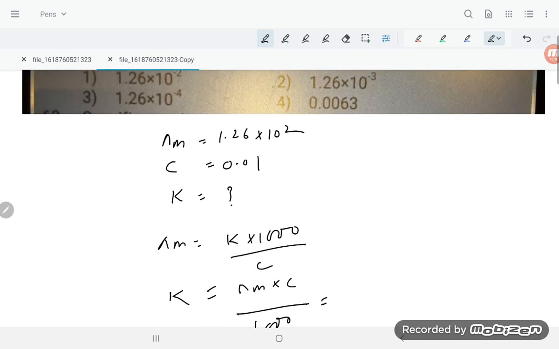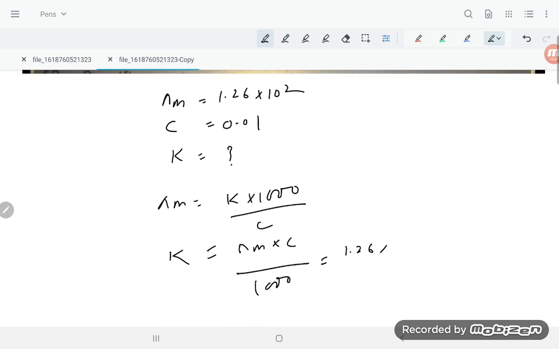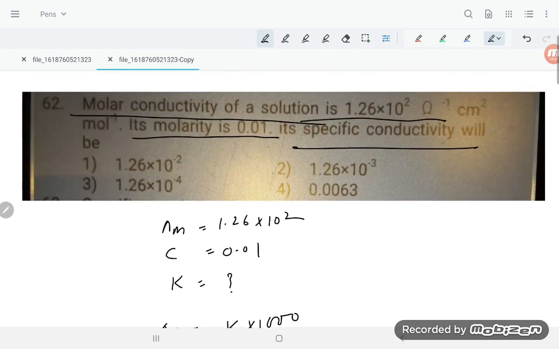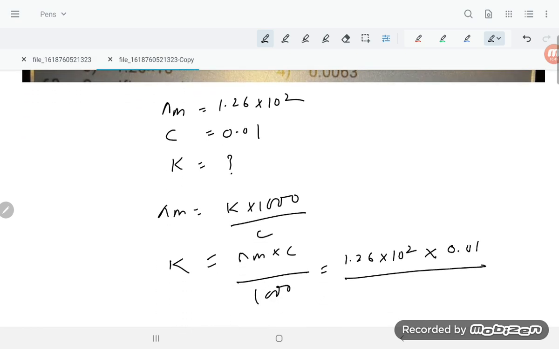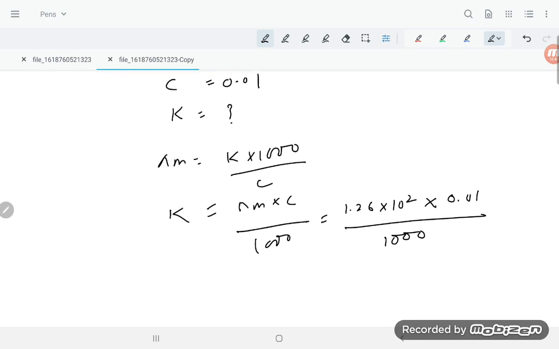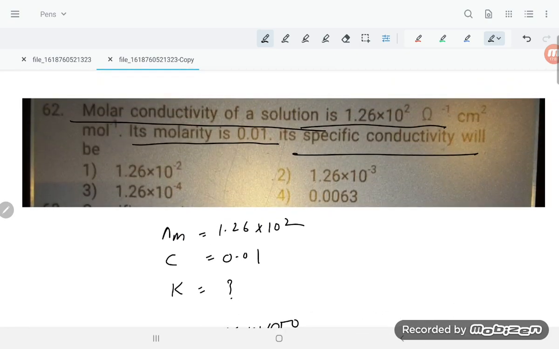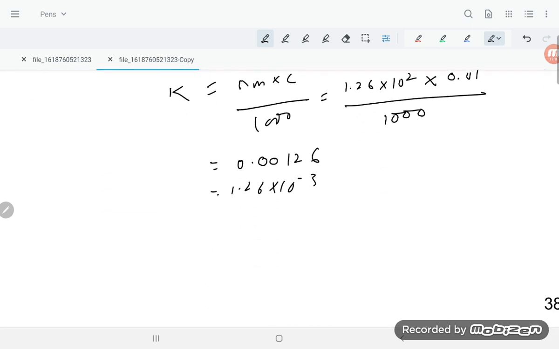Λm is, dear students, 1.26 × 10², multiplied by the concentration they have given, which is 0.01, divided by 1000. Let us solve it. 126 multiplied by 0.01 divided by 1000 comes to 0.00126, or 1.26 × 10⁻³. So option B is correct, students.